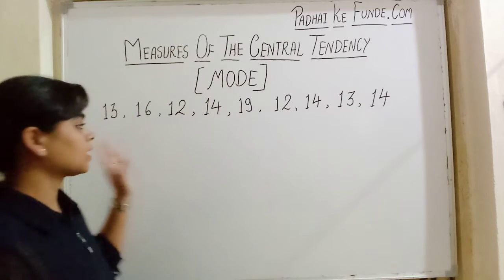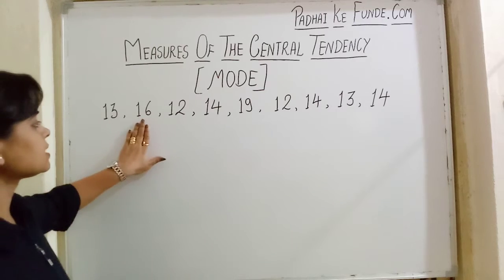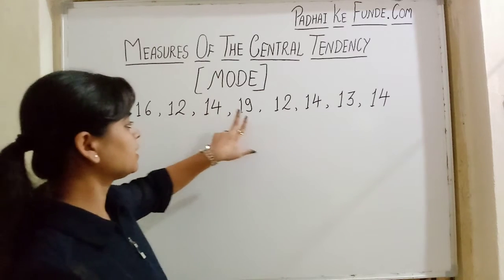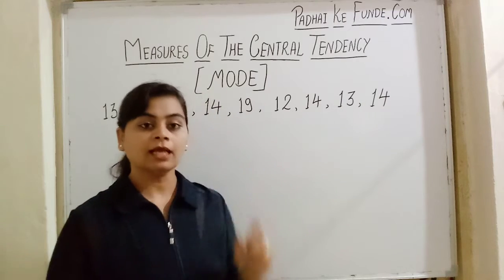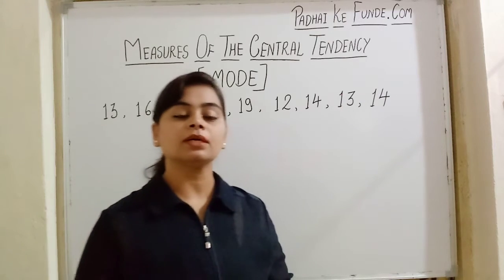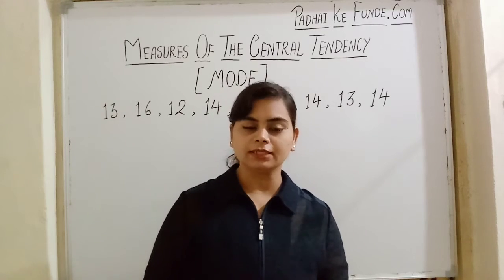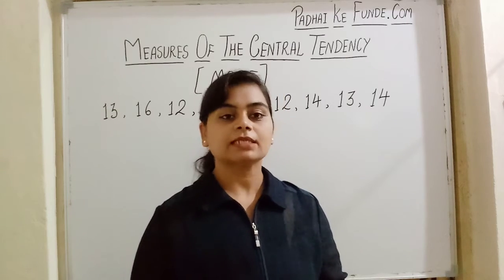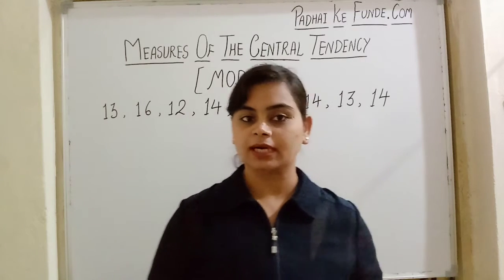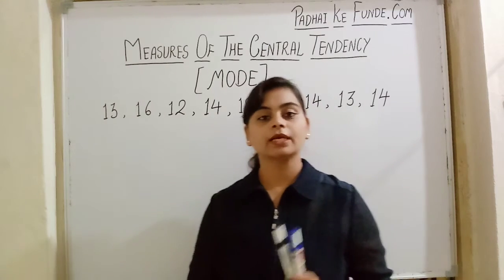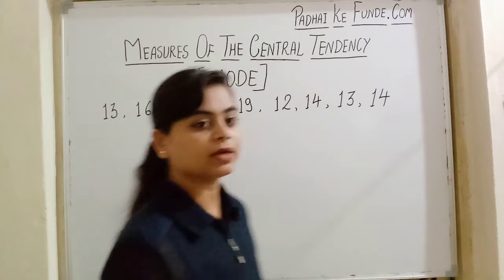Have a look. I have taken a few numbers here: 13, 16, 12, 14, 19, 12, 14, 13 and 14. To find which number is being repeated here and how many times, it would be convenient if we arrange them in order. As I told you in median, we arrange the data in any order, either ascending or descending. That arrangement is called an array. So for mode also, let us prepare an array first.